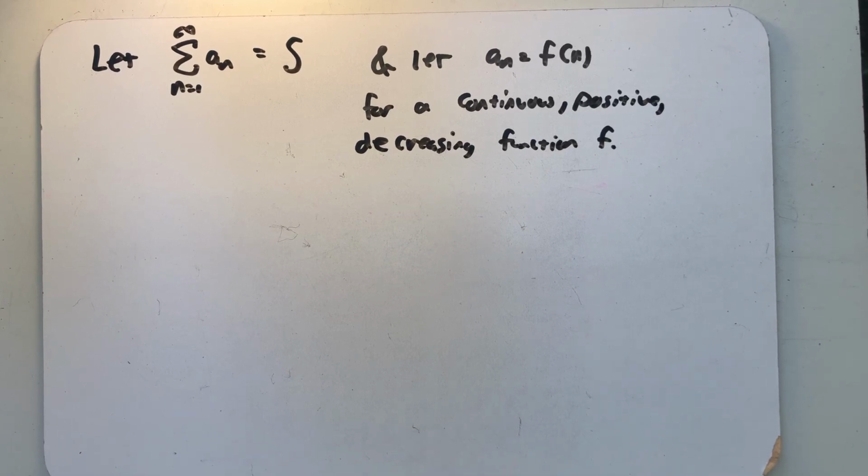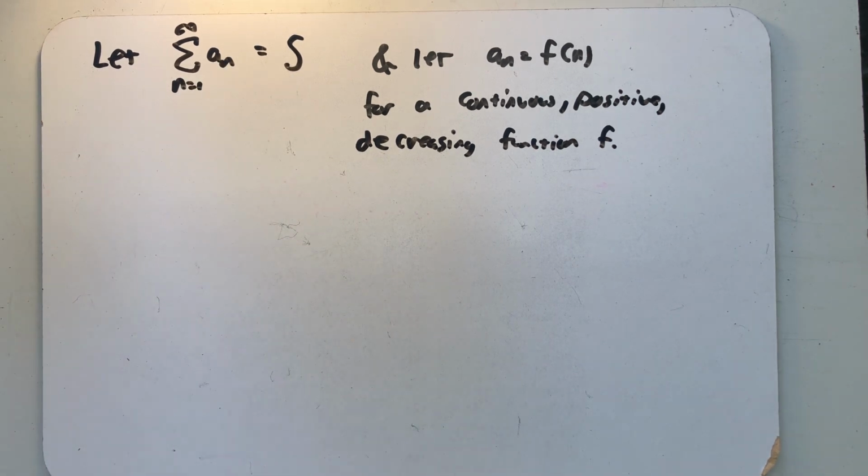In this video, I want to talk about a way to establish bounds for what we call the remainder of a series. So let's start there. Let's start by talking about the remainder of a series. So here I have a series that converges to a number s. And more than that, the nth term formula is equal to a function that's continuous, positive, and decreasing.